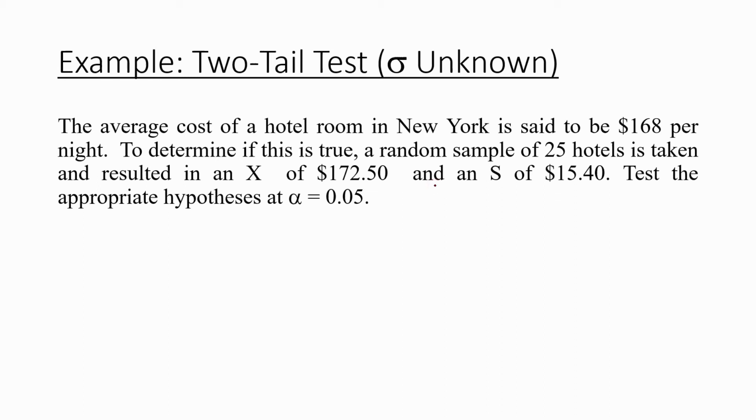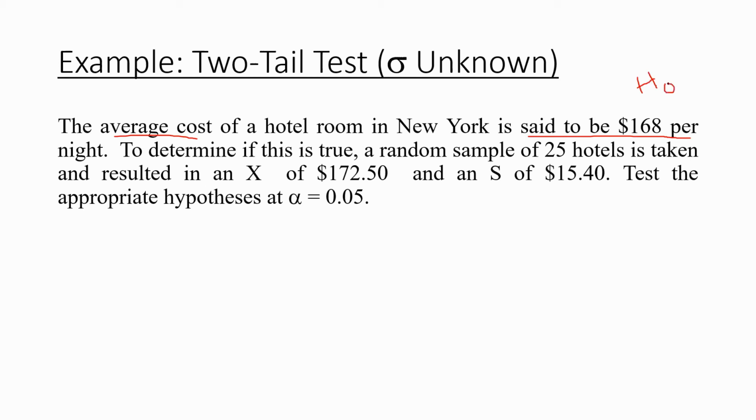They're saying the average cost, they're talking about the mean, of a hotel room in New York is said to be $168 per night. So they're saying your population mean is equal to $168. So what is this then? This would be your null hypothesis, the statement that I've underlined.